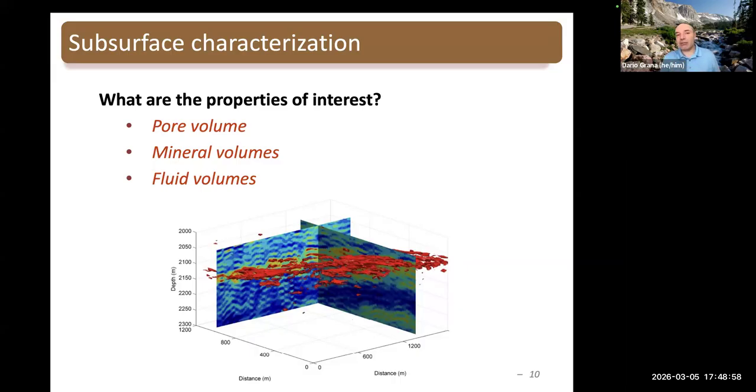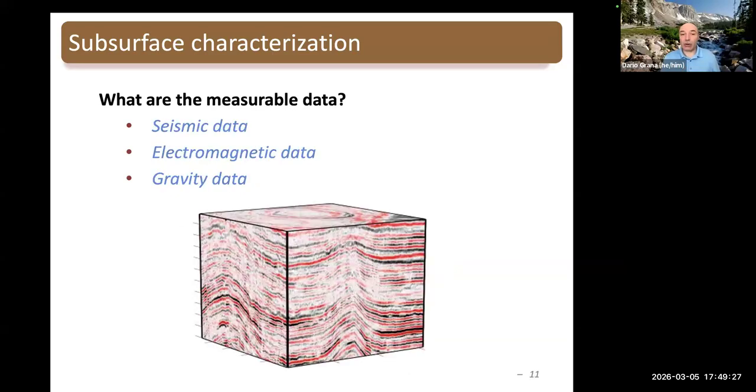And then we care about the fluid volumes. For example, in oil and gas, you might have gas, you might have oil, you might have water, and so we have to understand the percentage of these fluids in the pore space. Now, these properties cannot be measured directly except from a few locations, for example, the boreholes. What we can measure is typically geophysical data. So seismic data, electromagnetic data, gravity data, and so on and so forth.